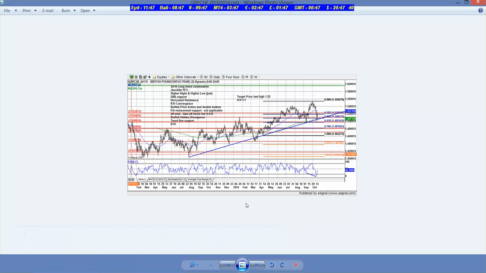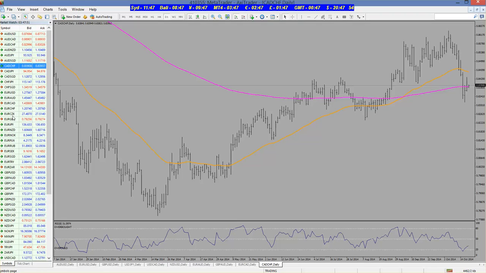And the pound Swiss, again, is similar to the Euro pound. 1, 2 touches, 3, 4 touches, 5, 6 touches. I can't remember the Euro pound. I'll just bring it up.